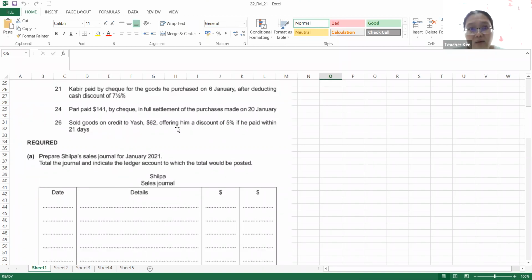Okay, I noticed that some are still not really clear what is meant by the ledger account. When we have the sales journal, this refers to the transfer to the sales account for the total. It's not the sales ledger, it's a sales account. Okay, because this ledger is a key account.